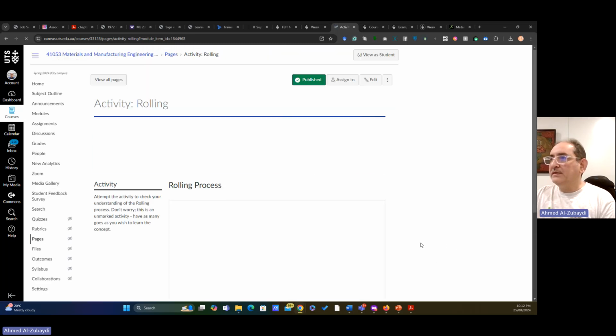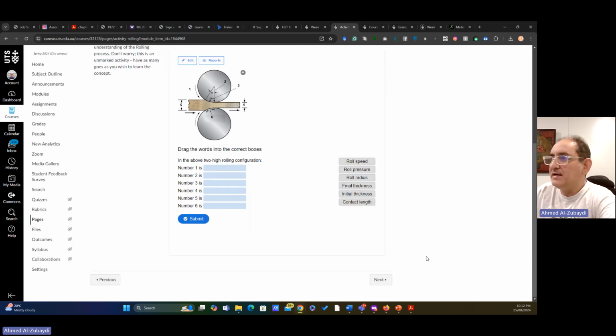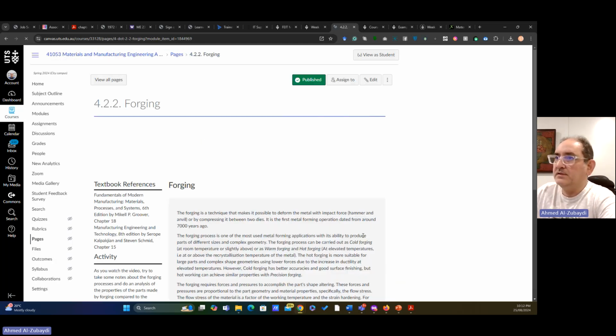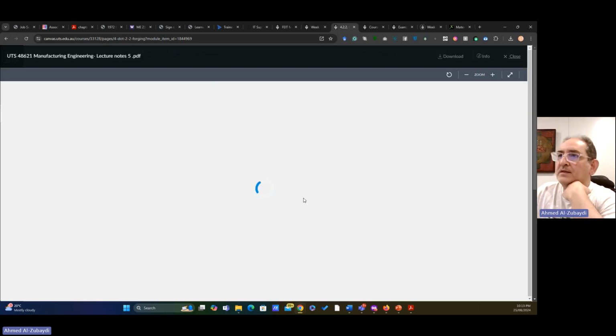Okay, so again, the rolling processes. We have a question here where you drag and drop the words in the boxes: what is number 1, what is number 2, and so on. You can find this diagram available in the slides we have for forging and other topics. So we're going to have a look at this slide.